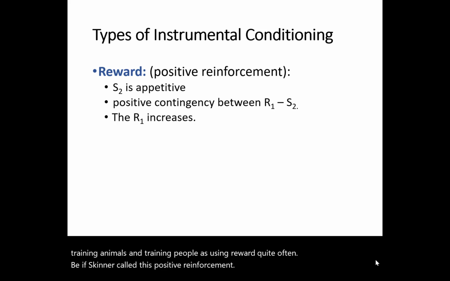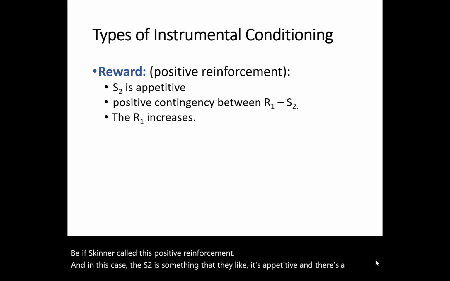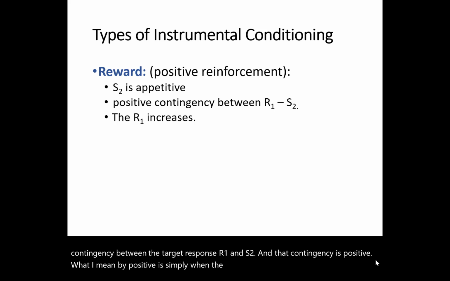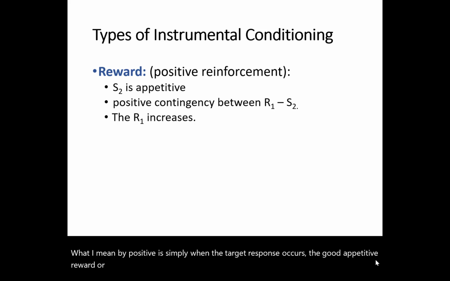And in this case, the S2 is something that they like. It's appetitive. And there's a contingency between the target response, R1, and S2, and that contingency is positive. What I mean by positive is simply when the target response occurs, the good appetitive reward or reinforcement also occurs. When R1 occurs, S2 occurs.